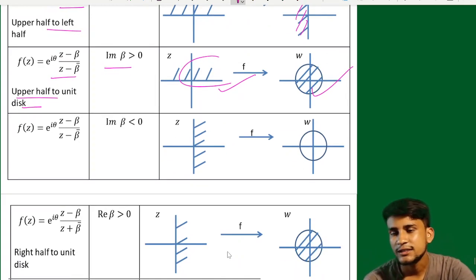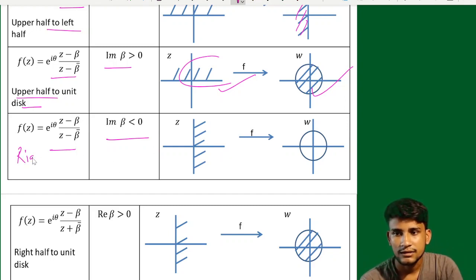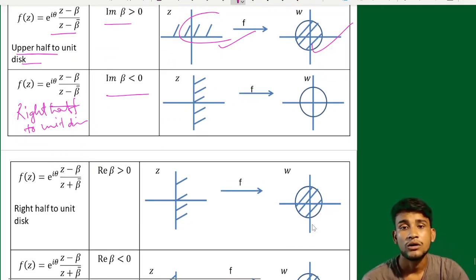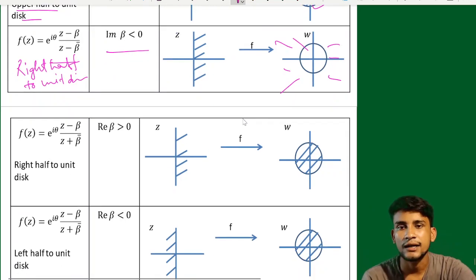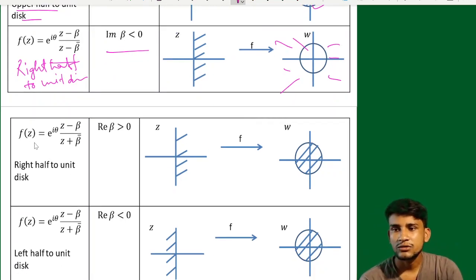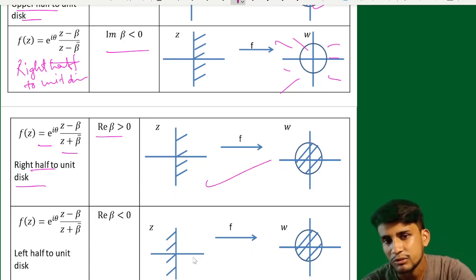The next one is f(z) equal to exponential i theta into (z minus beta) by (z minus beta bar), imaginary part of beta greater than 0, this goes from right half to unit circle. Oh sorry, I think this is the outside of the disk. Just check once, and tell me in the comment section. Next one is exponential i theta into (z minus beta) by (z minus beta bar), real part of beta greater than 0, then this goes from right half to unit disk. This is the image, right half to unit disk.